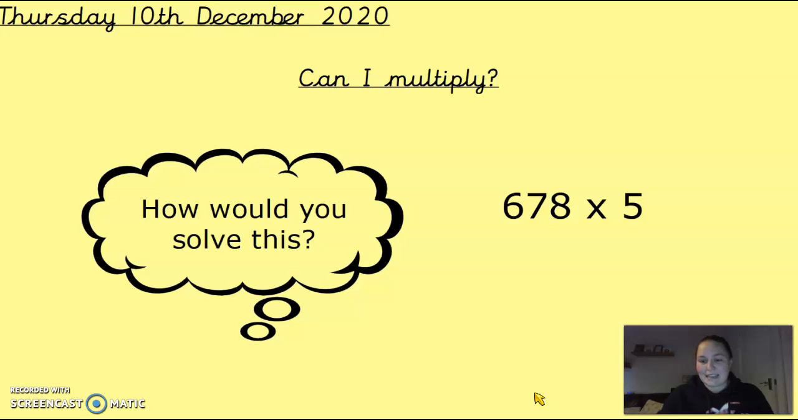Today we are going to look at multiplying. So have a look at this calculation in front of you. We've got 678 times 5 and note down how you would solve this calculation. Pause the video to have a go and work through to an answer and then come back so that we can check it together.